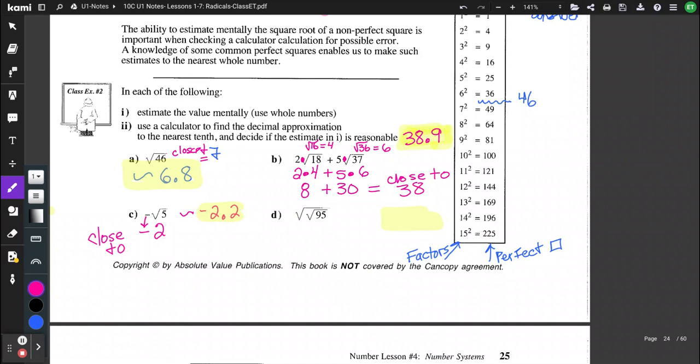All right, we have a double square root. Holy smokes. Now, which number is 95 close to? Is it closer to 100 or 81? 100, good. And what do we know the square root of 100 is? 10. So we're going to go square root 100, and then it becomes square root 10 underneath.